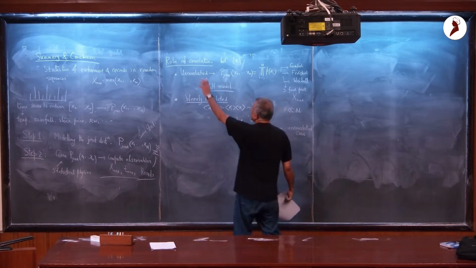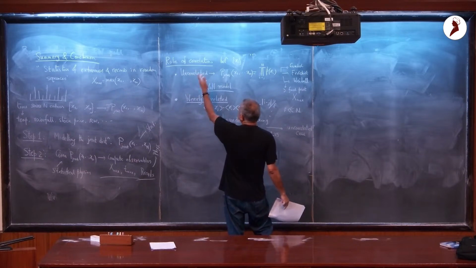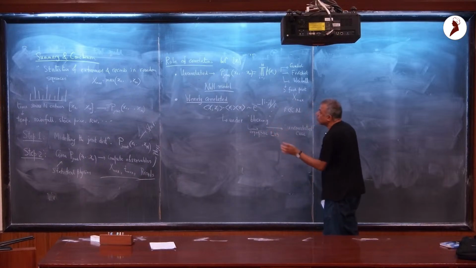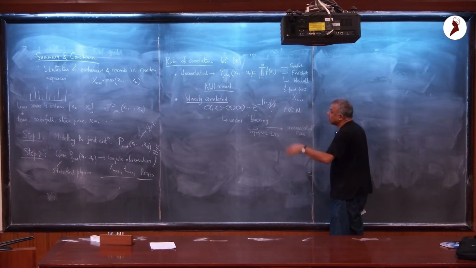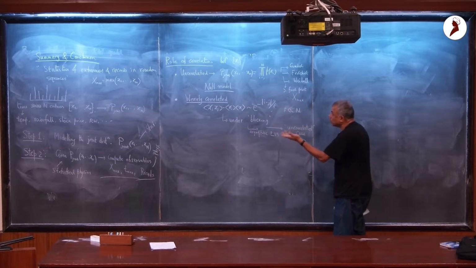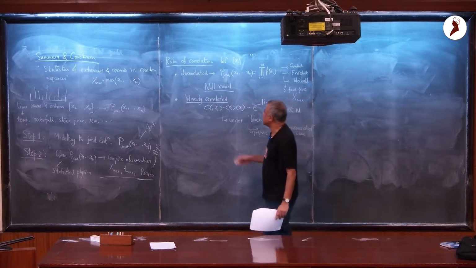So not only is this uncorrelated model useful as a null model, but there are actually real systems where there are weak correlations between the variables, and then in the large n limit, if you look at the distribution of the extreme, it goes into the uncorrelated fixed point. So you actually observe them in real systems with weak correlations.